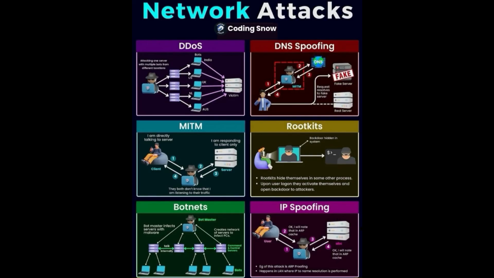IP spoofing is another type of attack. On one side is the user, and in the middle is the hacker. This computer symbol is the hacker. You observe this same photo, and I will place it in five places: 1, 2, 3, 4, 5. The other photo is the hacker. This is the main one, the user. I will note that in the ARP cache this way. The example of this attack is ARP spoofing.